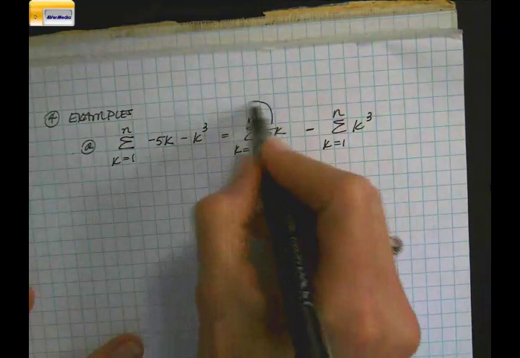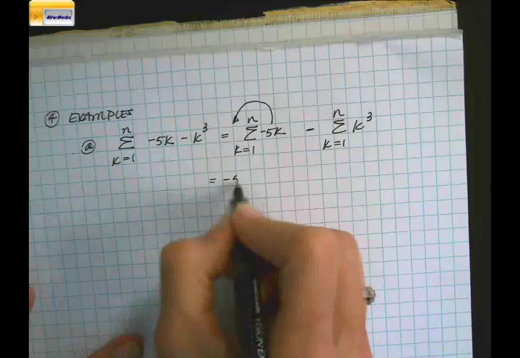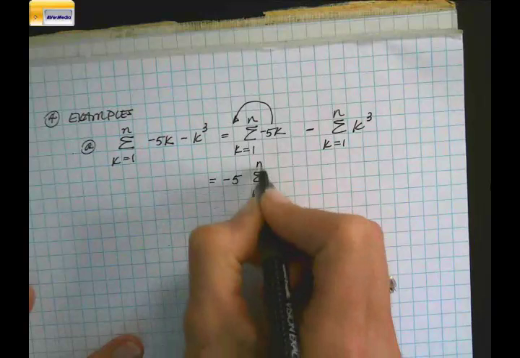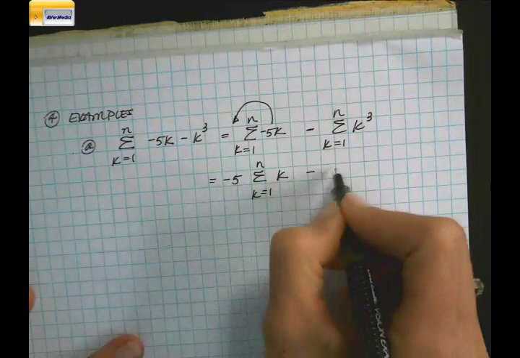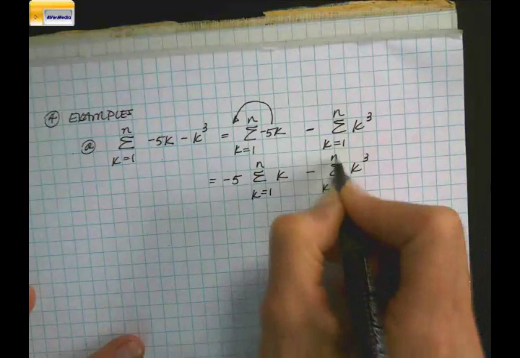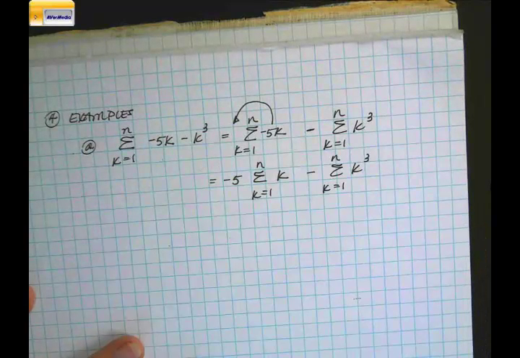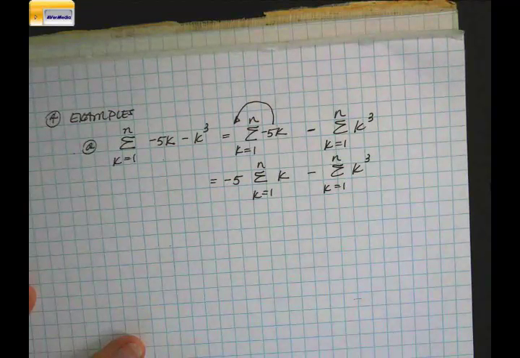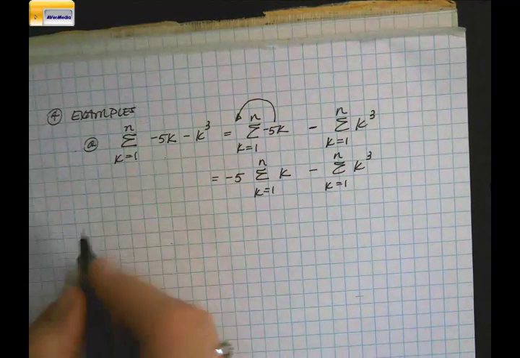Then on this first one, you can bring the negative 5 into the front of the summation. So it's negative 5 times the summation of k, k equaling 1 to n, minus the summation of k cubed, k equaling 1 to n. And that's as far as we can go on that one, unless we have some additional rules, which I will show you in just a second.